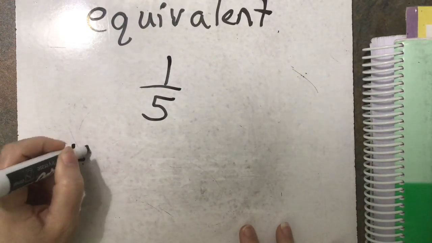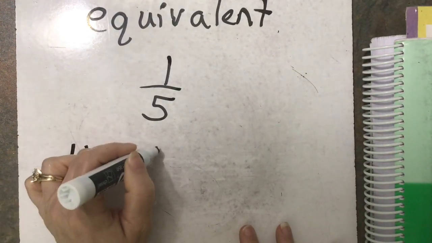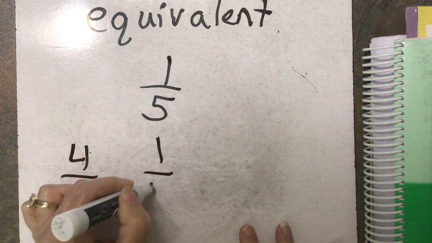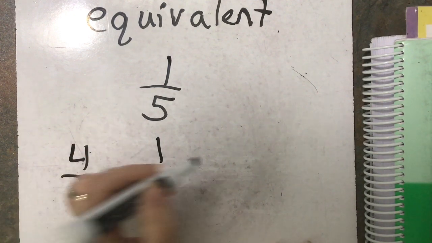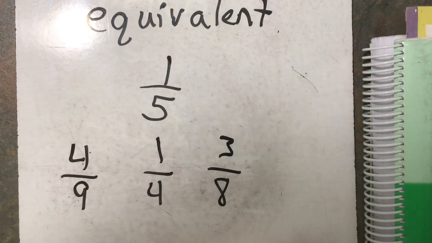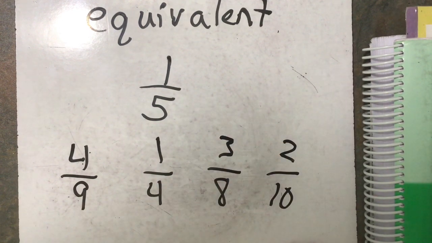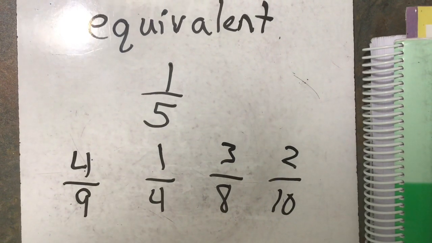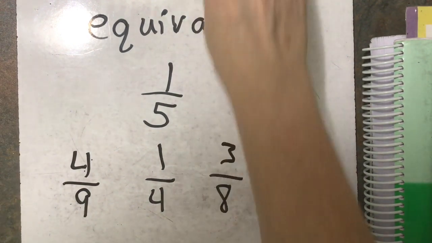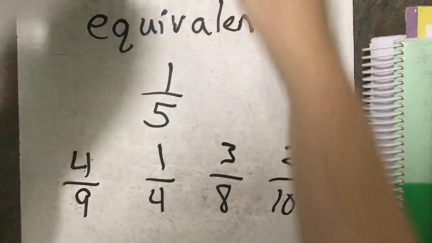In this math problem that I have pulled up, there's 4/9, there's 1/4, there's 3/8, and there's 2/10. Those are the choices. And it says that there may be more than one that is equivalent to 1/5. So you have to make sure you check all four of them. There could be more than one that are equivalent to 1/5. All right, so let's try this using this chart first.